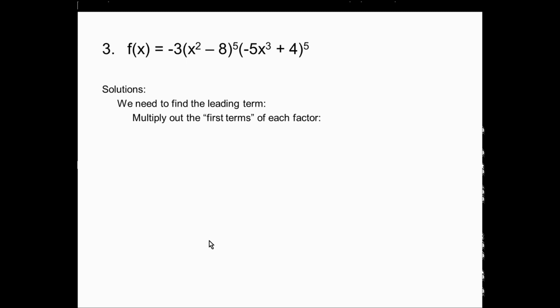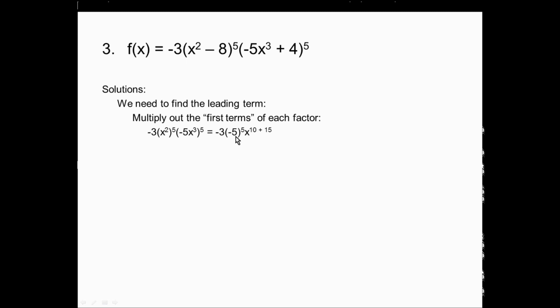So we multiply out the first terms, or the leading terms, of each factor. Okay, don't forget the negative 3. So we'll have negative 3 times x squared to the fifth power, right? Minus 5x cubed to the fifth power. Okay, remember, for a power to a power, you're multiplying the exponents. Okay, and you're just going to have to do negative 5 to the fifth power, kind of crunch that out. So it's going to give me an x to the 10, that'll give me an x to the 15.